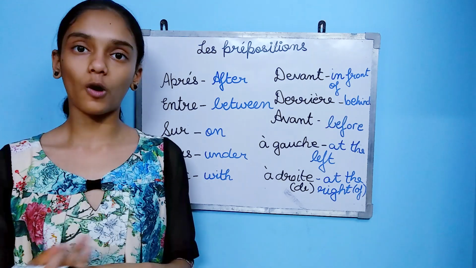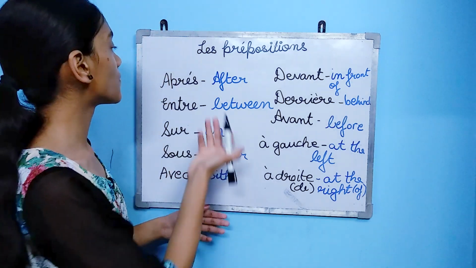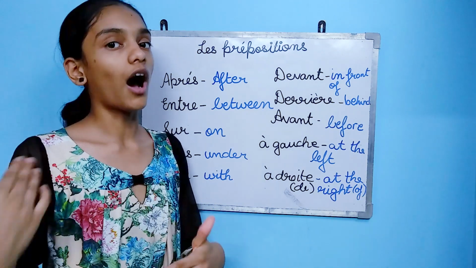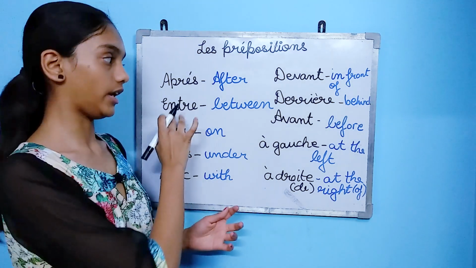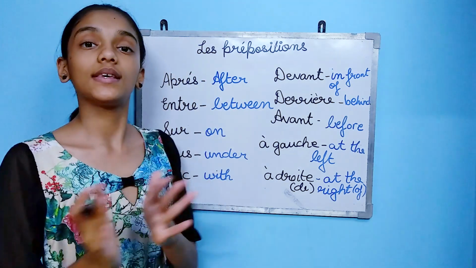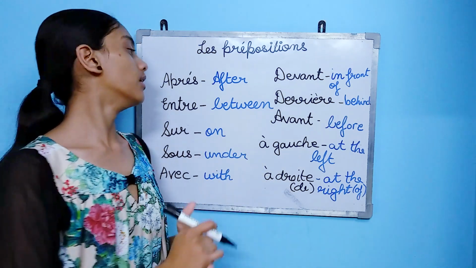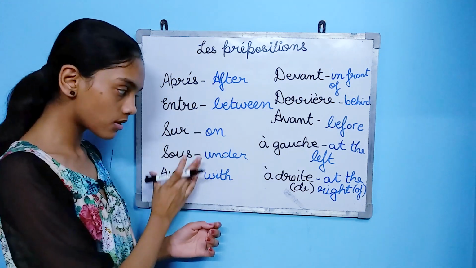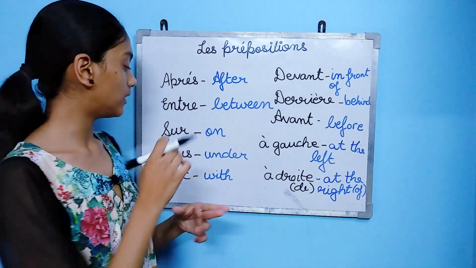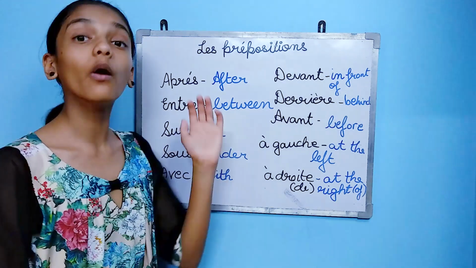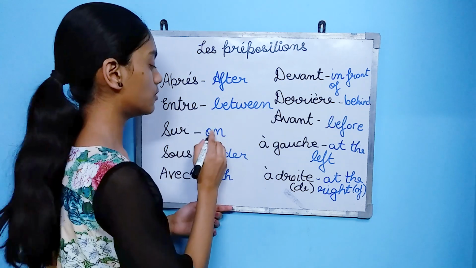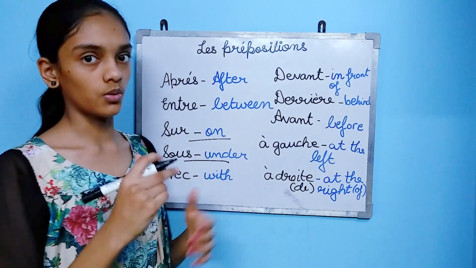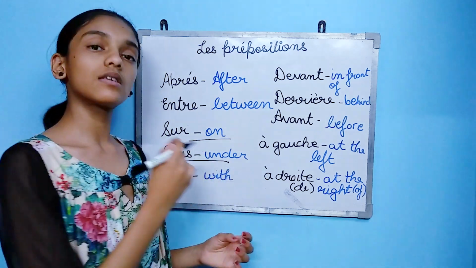Now let's learn about a few common prepositions in French. First one is après. Après means after. Like I go after 2 o'clock. Entre, which means between. She sits between both of them. Then sur. Sur means on. And sous, which means under. Now these two are the contraire, which means the opposite. So for sur, which means on, the contraire is under. Sur, sous.